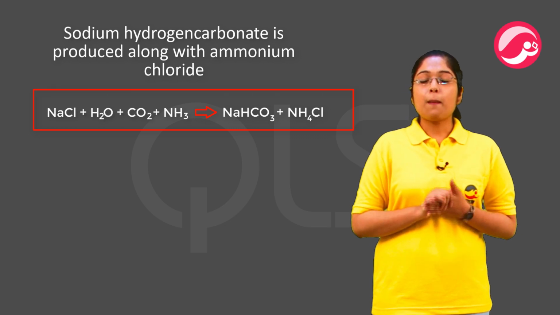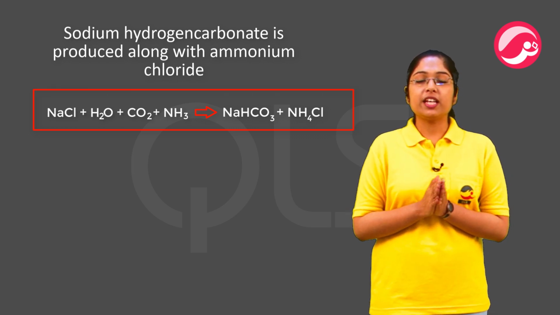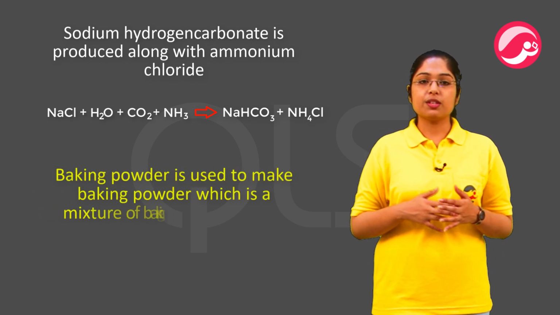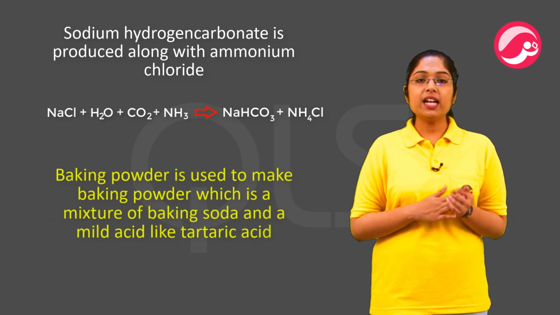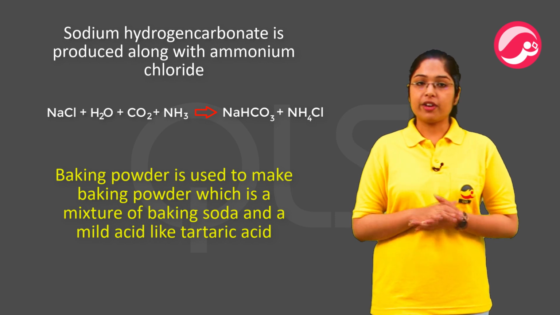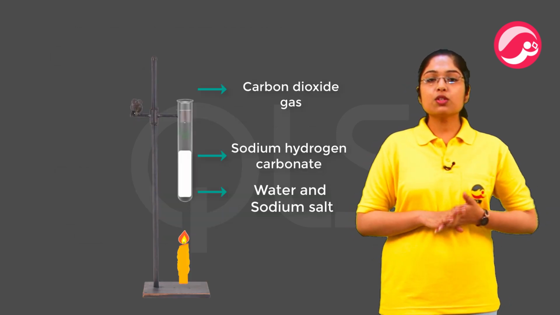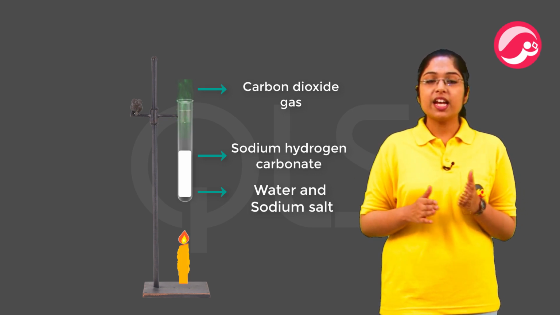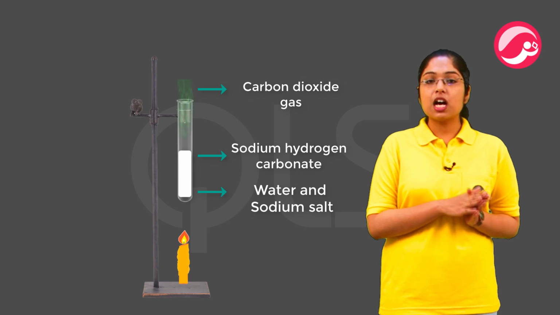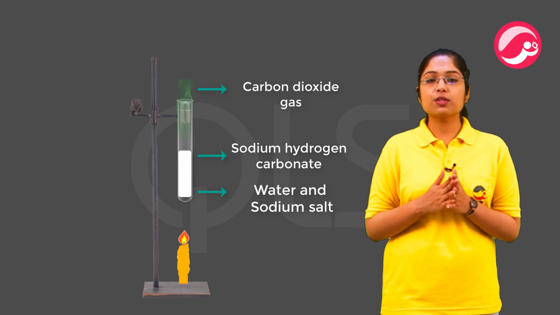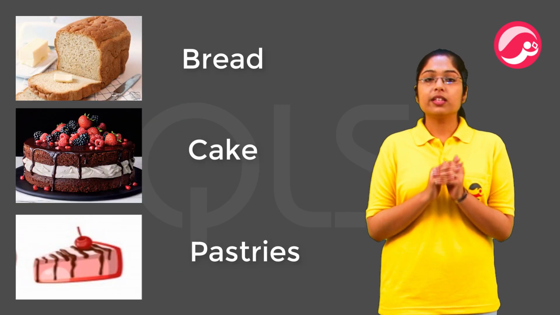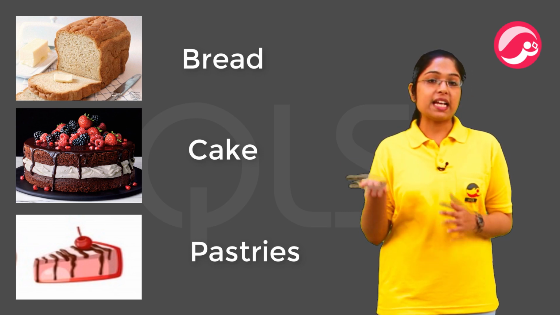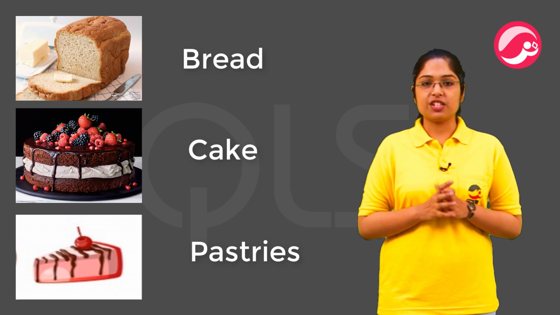As the name suggests, baking soda is majorly used in baking purposes. Baking soda is used to make baking powder, which is a mixture of baking soda and a mild acid like tartaric acid. When baking soda, means sodium hydrogen carbonate, is heated in presence of any acid, it produces carbon dioxide gas along with water and a sodium salt of the acid. The carbon dioxide produced makes the bread, cakes, pastries, etc. to rise and become soft and spongy.